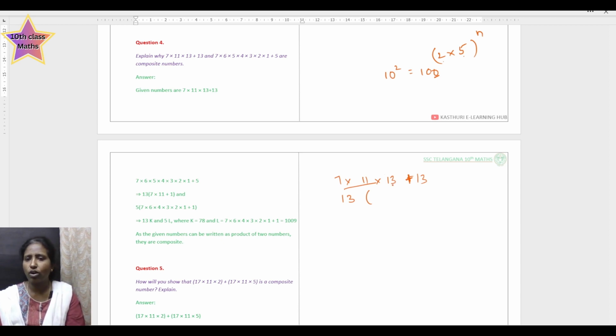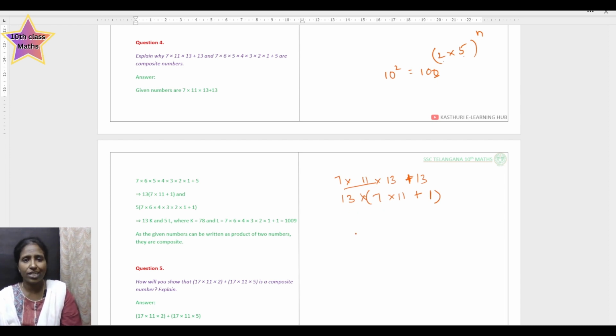You took 13 common. Here also 13, and here also 13 is there. You put the 13 outside. What is there here? 7 into 11 plus, and that side of 13, what do we have? 13 ones are 13. So as it is multiplied by 13 into some other number, other than 1 and the same number, we have other factors. Therefore, it is a composite number.